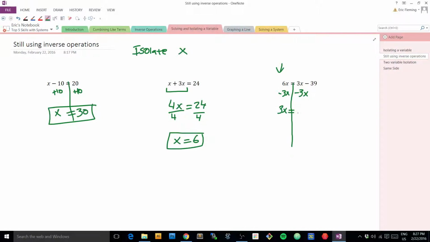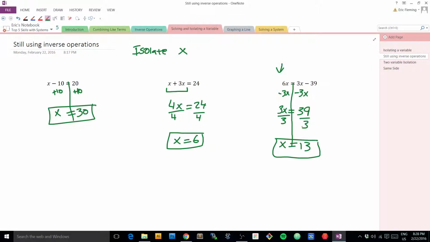So let's talk about why it was a better decision to move the x's to the left. If I had moved the x's to the right, they're already over here with the 39. That's not being any more isolated, but by moving the x's to the left, there's less going on over here. So I'm one step closer to full and utter total isolation. Okay, so this is a 3x, so I will need to use an inverse operation of divide by 3. x is equal to 13.